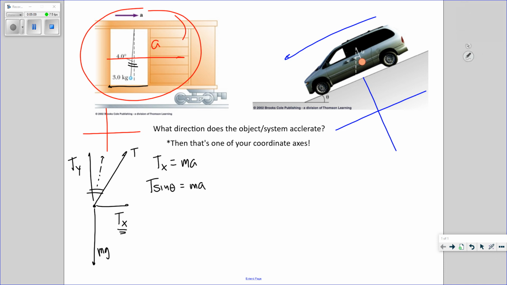The other net force statement you can write is that Ty equals mg. Well, excuse me, really Ty minus mg equals may, but in this dimension the acceleration is 0, so those two forces are equal in magnitude. Now, this is T cos theta equals mg.